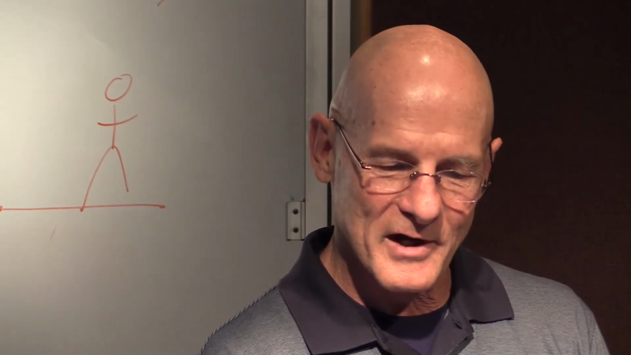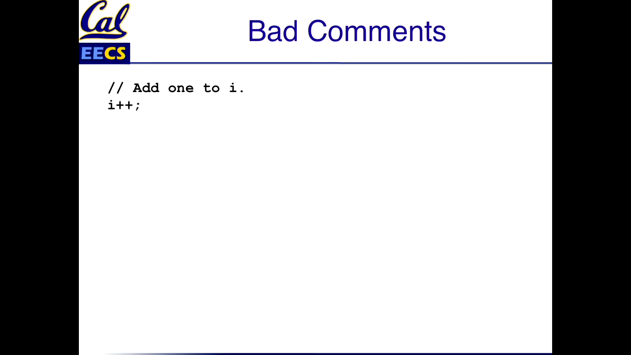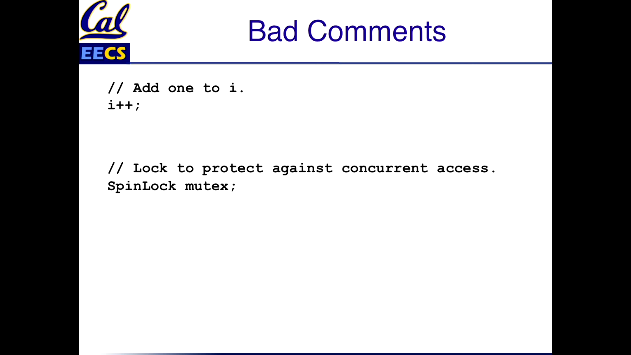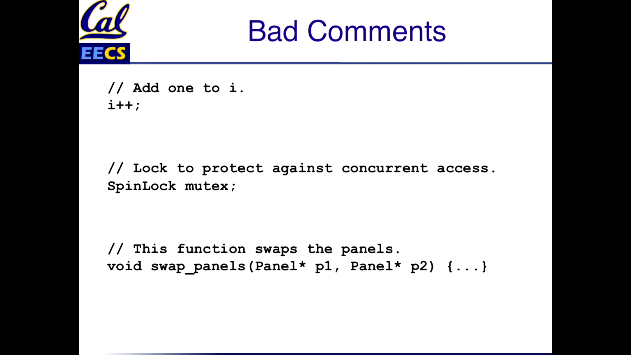Okay, so examples of bad comments, which they both agree on. So here's a good, useful comment: add one to i. Well, thanks. I'm glad you did not comment that. Boy, without that comment, I don't know what I would have figured out. Okay, here's another one: lock against spin lock mutex. Oh yeah, so you're writing down what it does, right? This function swaps panel, void swap panels, panel 1, panel 2. Oh, great. Thank you for doing that.